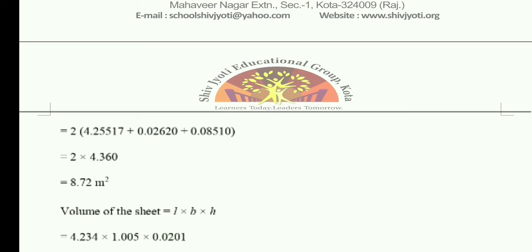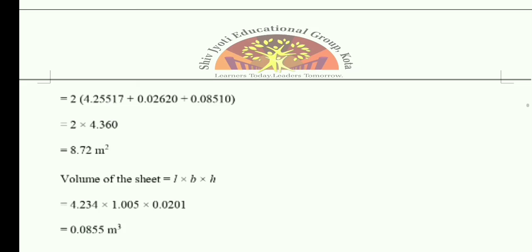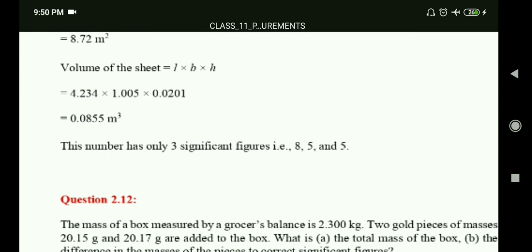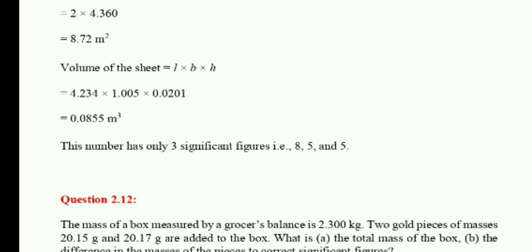Now come to the volume of the sheet. The formula to calculate the volume is LBH. So put the values of L, B and H. We get 0.08555289 meter cube. Now again rounded off up to the three significant figure. The correct answer is 0.0855 meter cube. There are three significant figures which are 855.